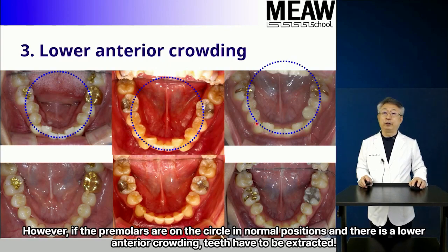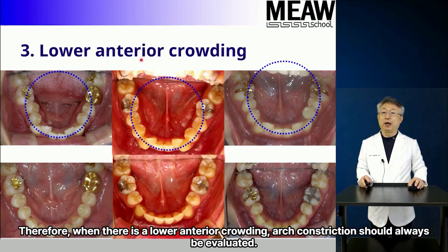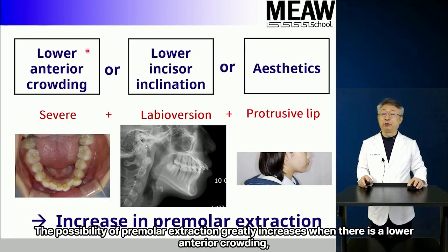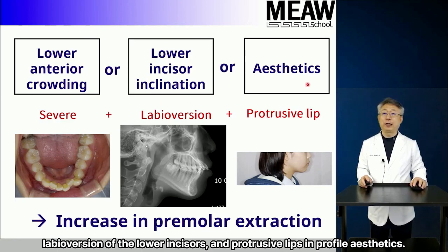However, if the premolars are on the circle in normal positions, and there is a lower anterior crowding, teeth have to be extracted. Therefore, when there is a lower anterior crowding, arch constriction should always be evaluated. The possibility of premolar extraction greatly increases when there is a lower anterior crowding, labioversion of the lower incisors, and protrusive lips in profile aesthetics.